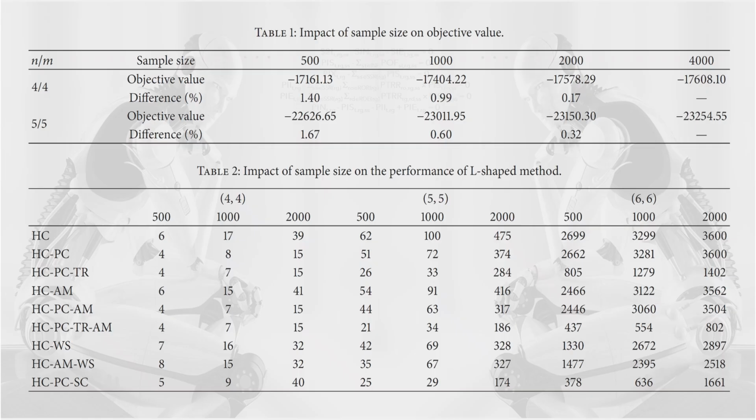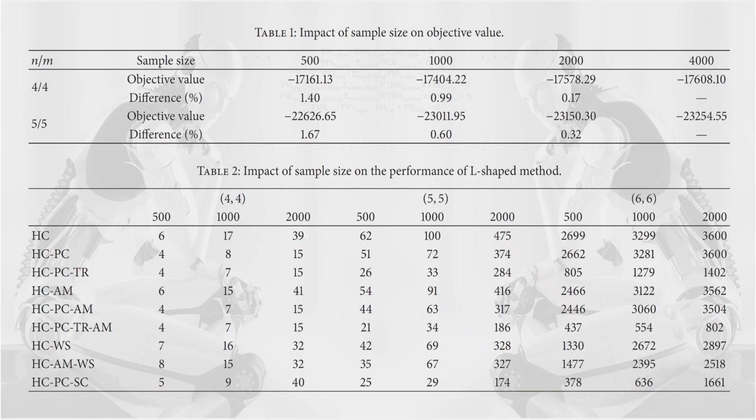The differences are relative differences between two objective values of adjacent sample sizes. For instance, 1.67% is obtained by 22,626.65 minus 23,011.95. Table 2 shows the impact of sample size on the performance of the L-shaped method and only reports the mean time to resolution, in seconds, which represents the throughput.